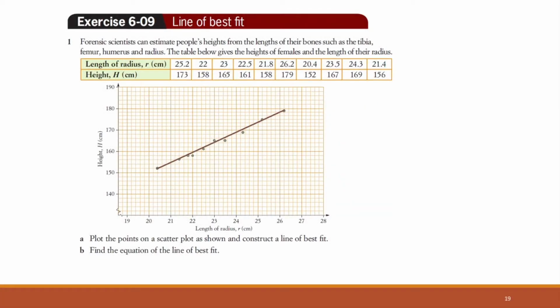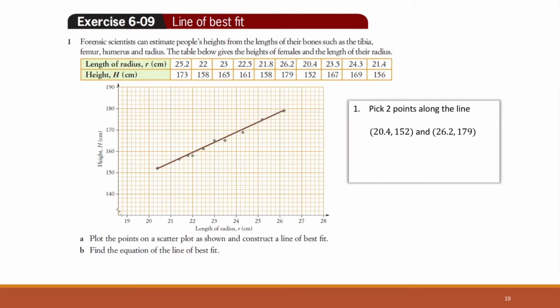Now find the equation of the line of best fit. So pick 2 points along the line. I pick these 2 coordinates because it's already on here. As I said before, the important thing is to pick the points on the line, not the dots. Once we draw the line, we don't need to worry about the dots.